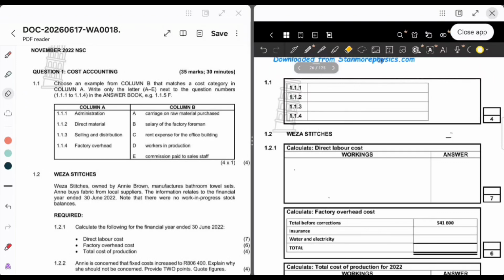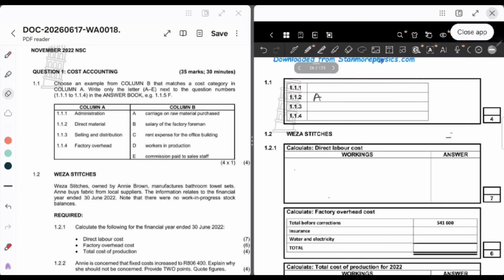Letter A, it says carriage on raw materials purchased. Remember now, carriage on raw materials purchased, it's the transportation of the direct material cost. Therefore, we need to add it there. So that will be 1.1.2. It will be A.